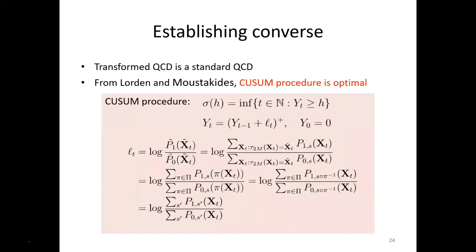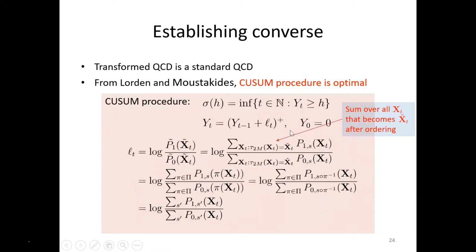All right, so now let's come to the final part. Here I want to compute the scaling for the transform QCD, and that will be a lower bound for the BDQCD. And here is how we do that. We just evaluate the CUSUM, because we know that for this standard QCD, CUSUM is optimal. So we just plug in the PDF and we get this one. This is just by definition.